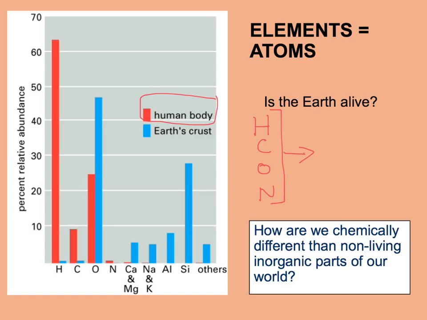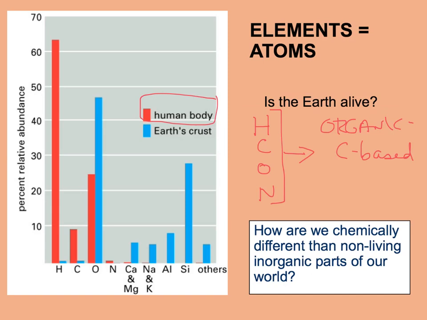It is how these elements get put together in chemical bonds that is really important for how we function as human beings. We talk about organic and inorganic parts of the world. Organic, we say, is anything that has carbon in it. Organic is carbon-based.